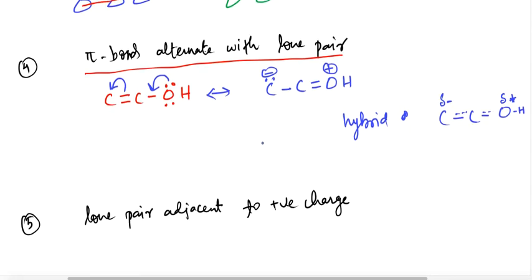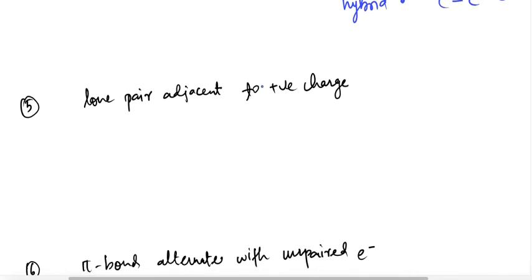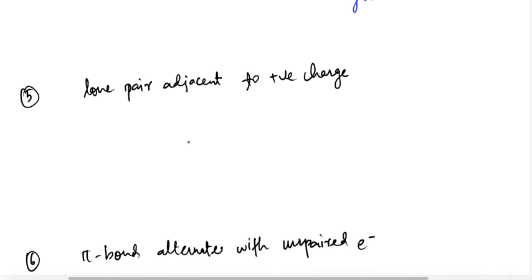Okay, another type of conjugated system is a lone pair adjacent to a positive charge. So if you have a carbocation particularly, and then you have OH, and then you have a lone pair here, what will happen is that this lone pair will become a pi bond pair, and you will get this structure, OH plus. So here also you will see resonance. So here I will draw the orbital diagram.